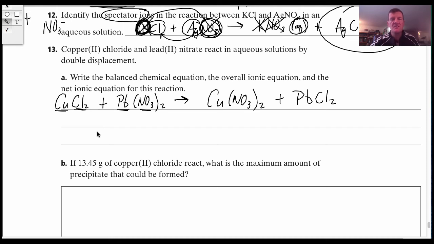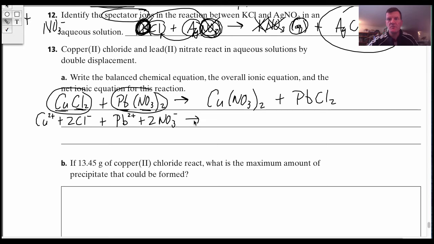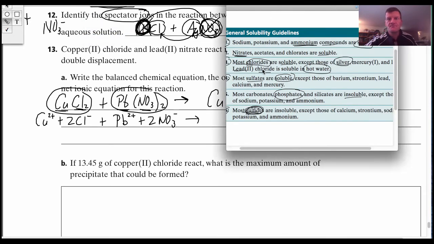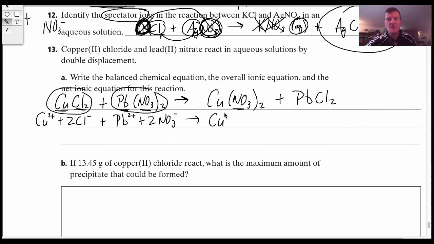Now, let's see if we break apart into ions. Does everything break apart into ions? Does everything dissociate? Well, we're told that this is aqueous. We're told that this is aqueous. So we know that that is going to form the ions. And we have to look at our solubility table now. This has nitrate in it. What do we know about nitrates? Nitrates are soluble. So that means this is going to break apart into ions.